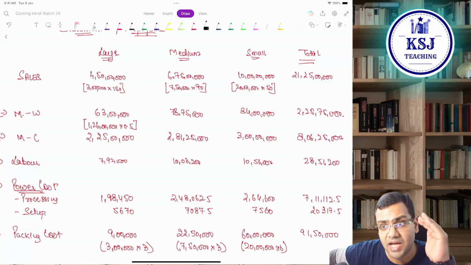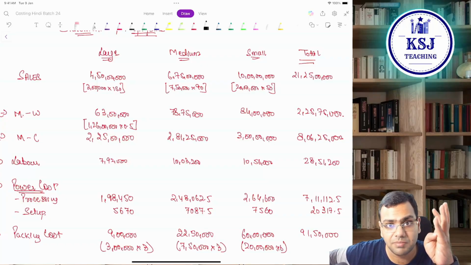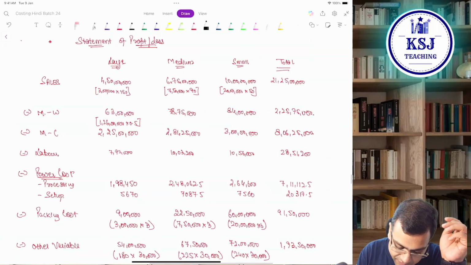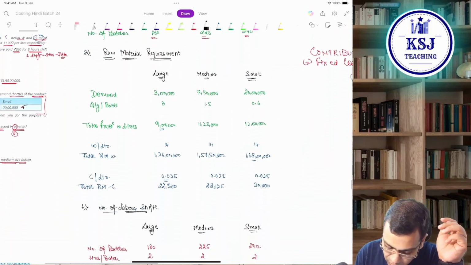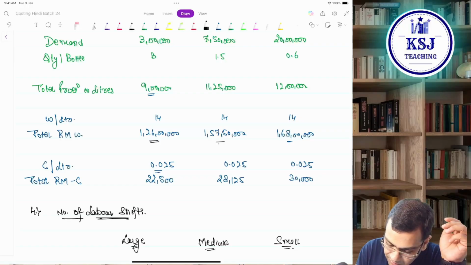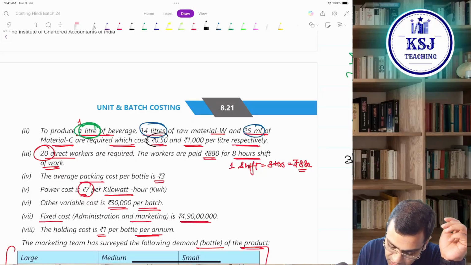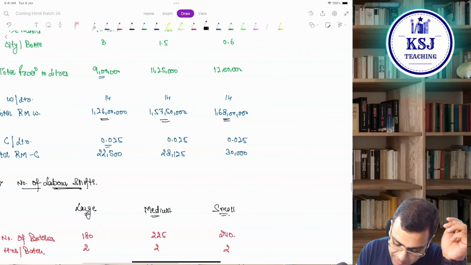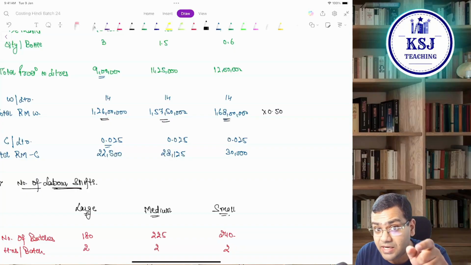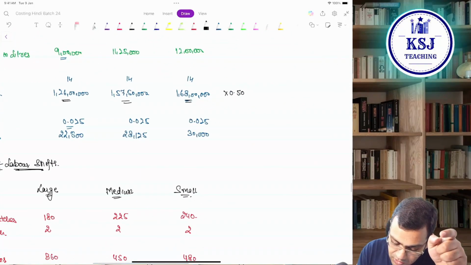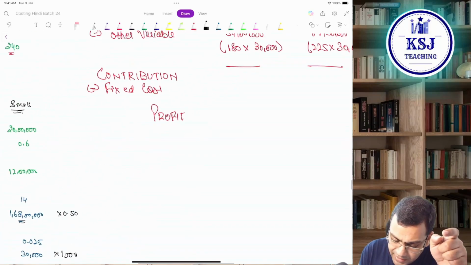Right? From the sales, we have to subtract all the cost. Material cost, labor cost, packing cost, any other overheads cost, everything, power consumption. All the cost is to be subtracted to calculate the profit. So material W, how do we calculate material W now? Here we have calculated the requirement of material W, isn't it? This is the requirement of material W and the price of material W is given to you that it costs 0.50. So whatever is the requirement, you will multiply it with 0.50. For material C, the requirement in liters we have calculated dependent upon the demand and the rate is 1000 per liter. So this you will multiply with 1000. You will get your material cost, right?